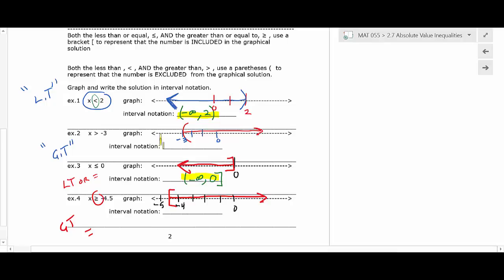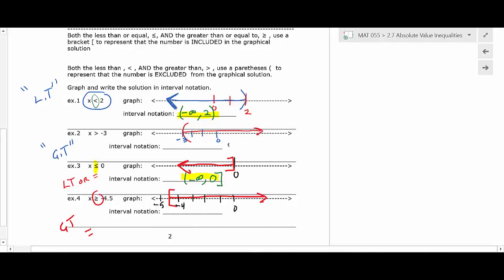Okay, now did everybody catch why I used the bracket on example 3? Because it's greater than or equal. Yeah, it's got an equal to bar. That's it. That means that 0 is included in the solution. Okay? All right? Then the greater than goes like this. Okay?